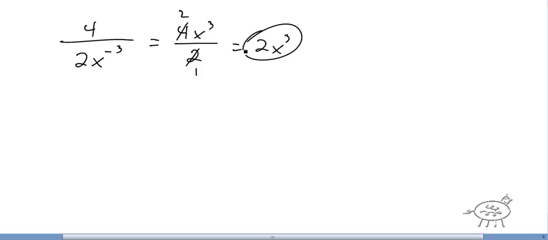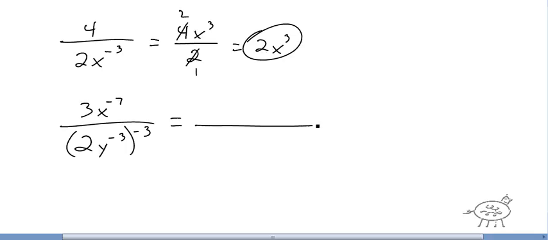And we'll try just one last problem. 3x to the negative 7 over 2y to the negative 3rd, and that to the negative 3rd power. Okay, that looks ugly, but if you follow all the same rules, you'll be good to go. So this is the deal. I would draw a nice little fraction bar here, and whatever has a negative exponent goes the other side.